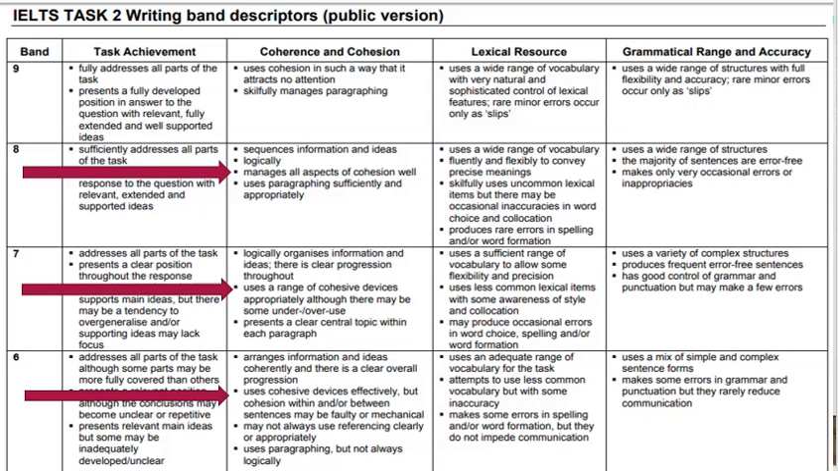Then let's understand the band 7 description for cohesion. Uses a range of cohesive devices appropriately, although there may be some underuse or overuse. So that's what I was talking about. You need to use the cohesive devices rightly and in the proper context. Do not underuse or overuse. As the saying goes, too much is too bad. Whether you are using it or not is one factor, and the second factor is whether you are using it appropriately and precisely or not.